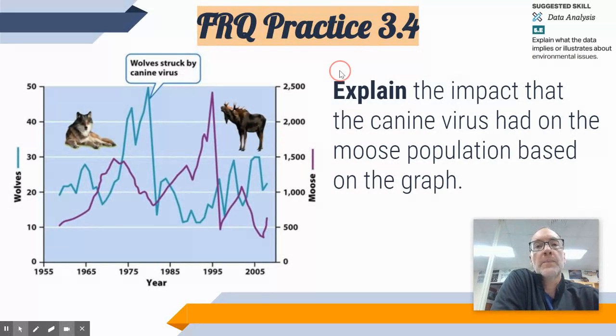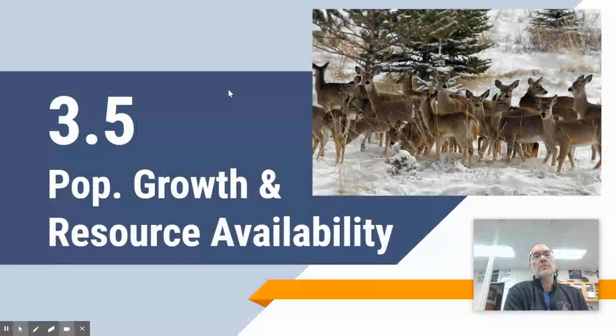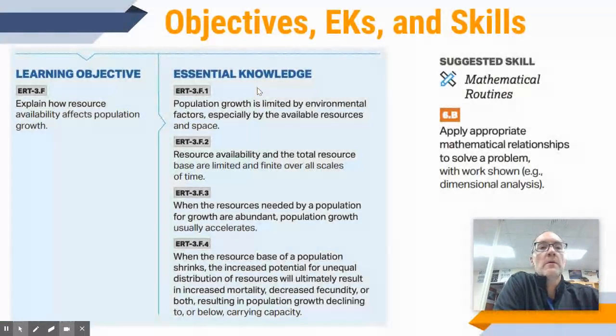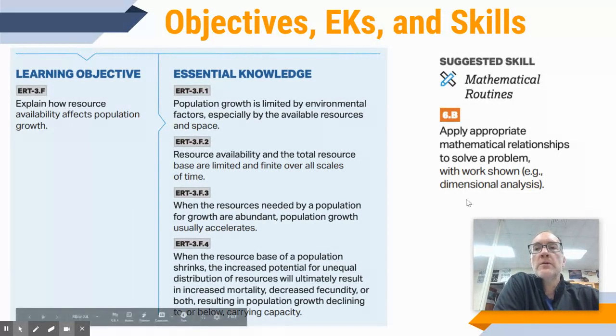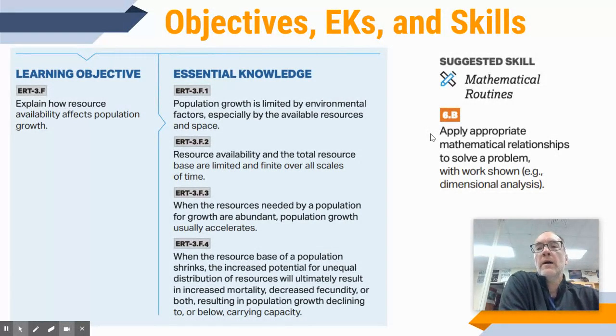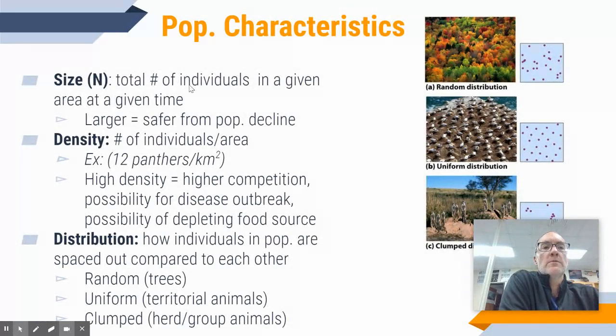Good luck. All right, 3.5, population growth and resource availability. So we're going to explain how resource availability affects population growth. You can read the essential knowledge. We're going to, again, be working on our math skills and doing some calculations having to do with populations. So very important terms to know about populations. When we talk about size of the population, we use N, the total number of individuals in a given area.